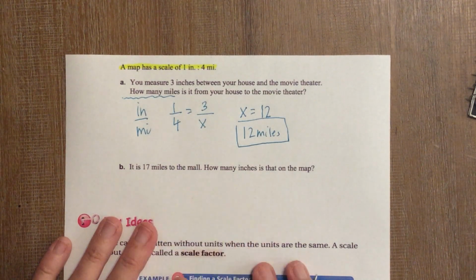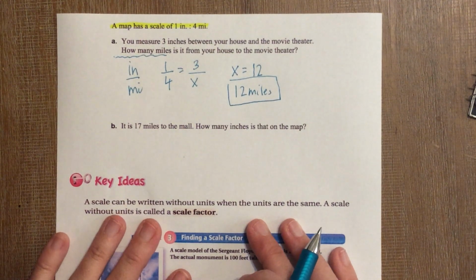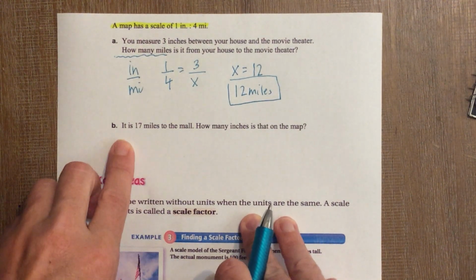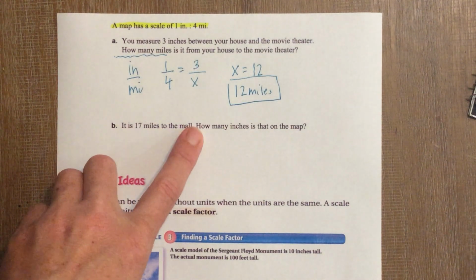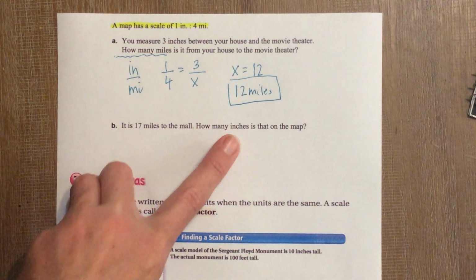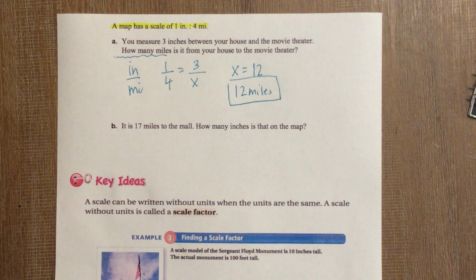Okay? Go ahead and pause it really quickly and try part B. It says it is 17 miles to the mall. How many inches is that on the map? All right, pause it and give it a try.